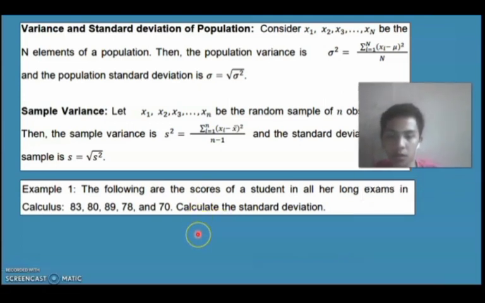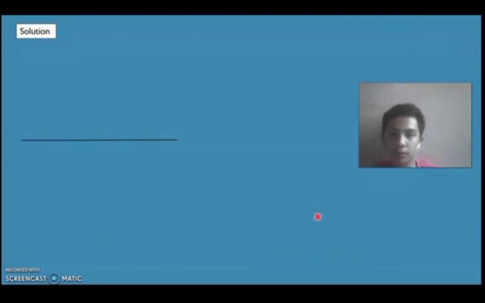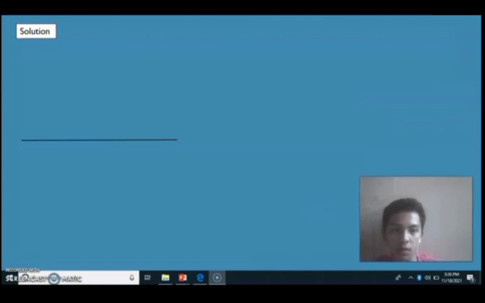Example 1. The following are the scores of a student in all her long exams in calculus: 83, 80, 89, 78, and 70. Calculate the standard deviation. Let's calculate. This is done by this.